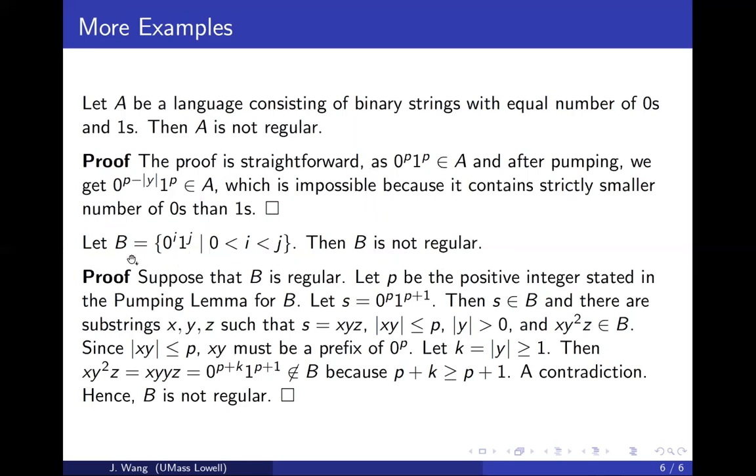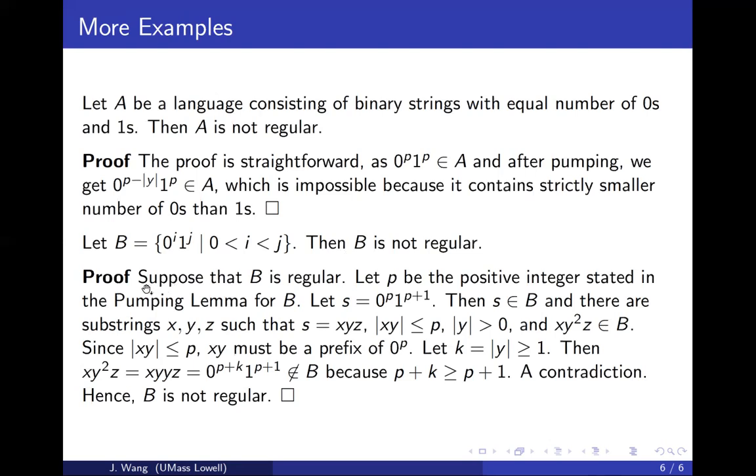So now let's look at another example where we will need to pump it up. We let B be 0 to the I followed by 1 to the J such that I is greater than 0 but strictly less than J. It's still counting, but in this particular case, we can also prove that B is not regular. Now remember that your prefix X, Y would be in this portion. So we would need to pump it up this time.